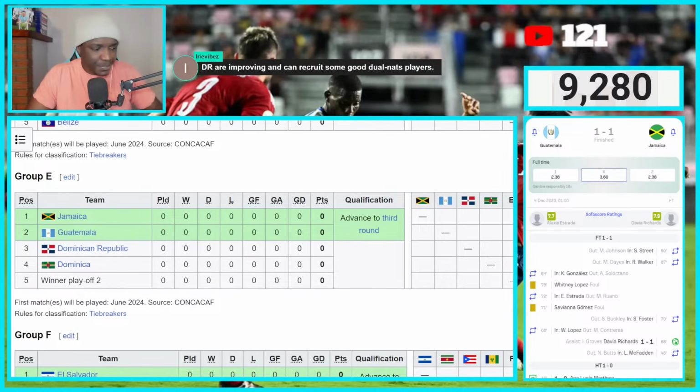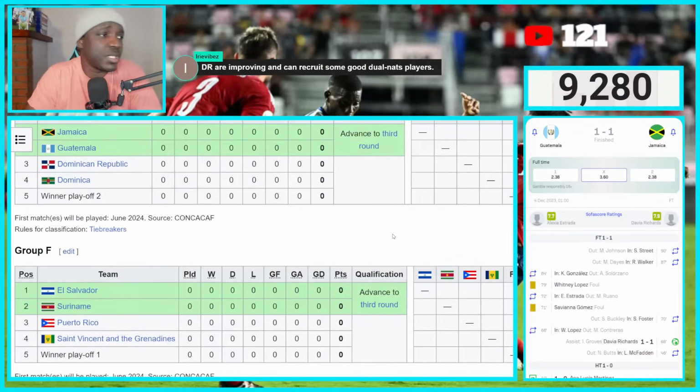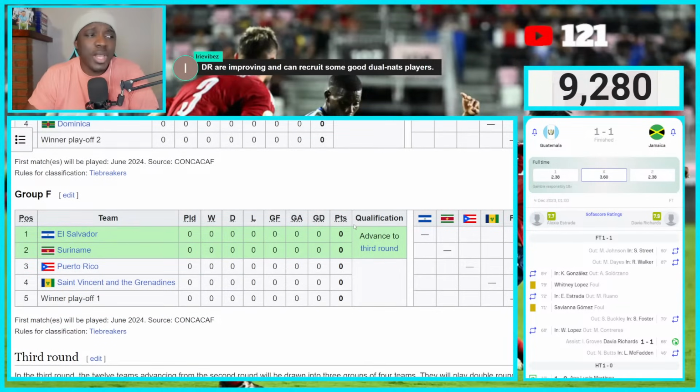All right, yeah. But let me go through the rest of the groups, because this is just to get through the groups, people. So we have El Salvador, Suriname, Puerto Rico, St. Vincent, and the winners of playoff one, which I just talked about. I don't think they are going to be so much of a challenge to the rest of the teams in the group. I think St. Vincent and the Grenadines are not on the same level as the other teams. The main teams in this one, I would say Suriname might just be ahead of Puerto Rico, but they don't have any coach, so I don't know what to expect at this point.